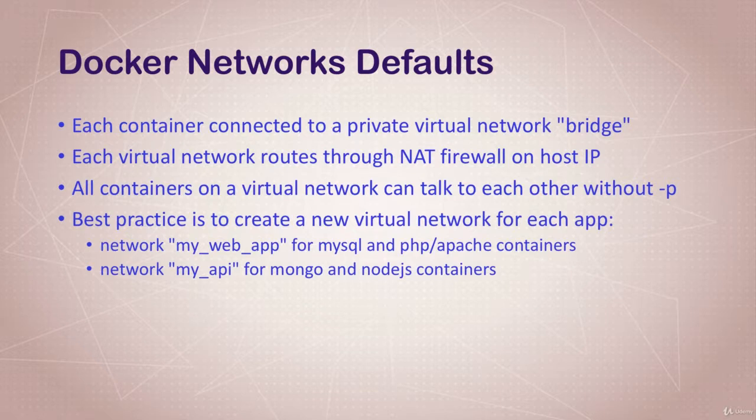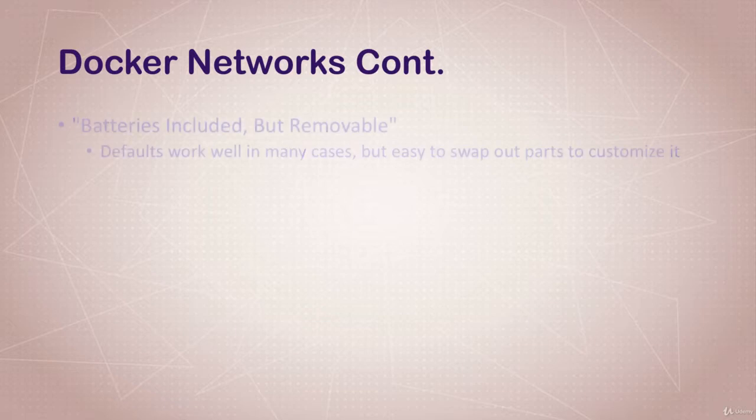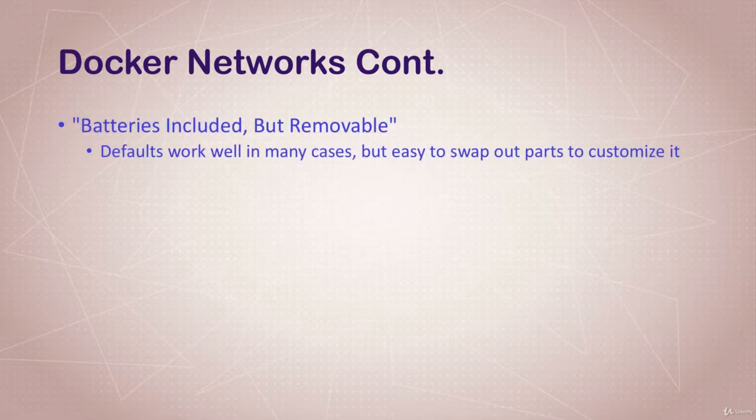And if you had another application that was unrelated, that let's say was using Mongo and Node.js, you could create a network for that so that they could talk with each other without using the -p to expose them to the network, but they couldn't actually talk to the other network where you might have an unrelated app running. But the thing is that just about all those settings I described are actually changeable. And this brings up a good saying that Docker likes to use that is batteries included but removable.